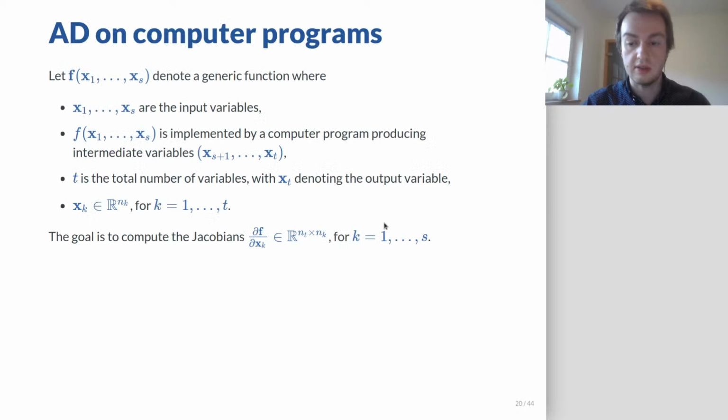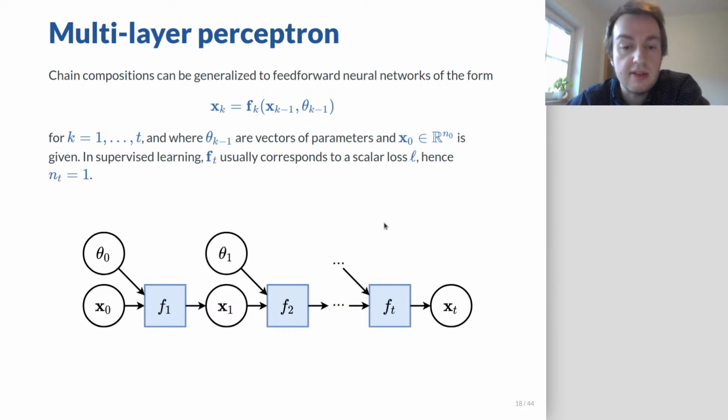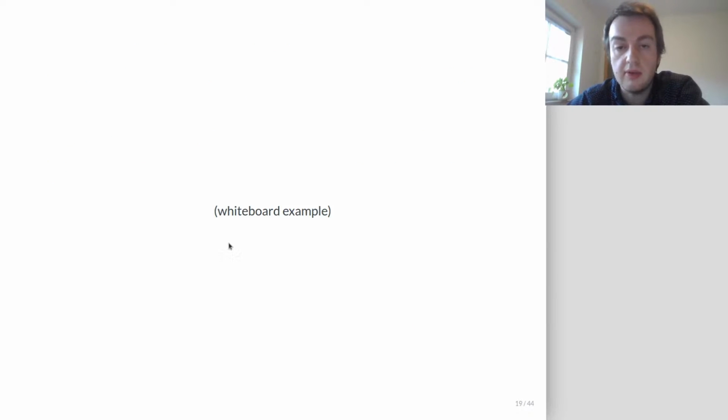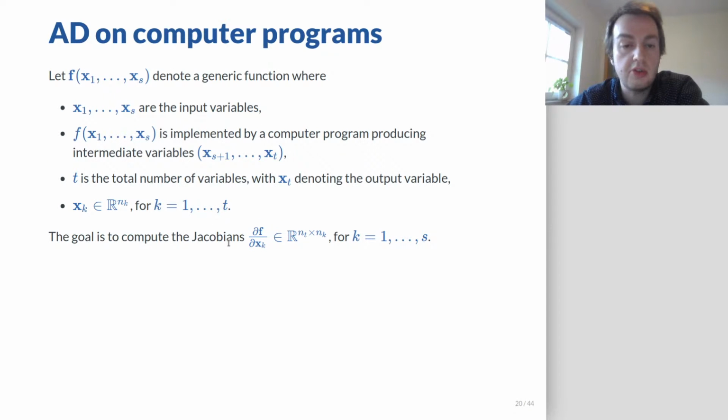So this is done. Right. So now we can finally move on to computer programs, because of course, in most cases, we will not be able to express the computation that we want to perform as a chain composition of this form, right? So we'll basically now generalize our framework to arbitrary computer programs.